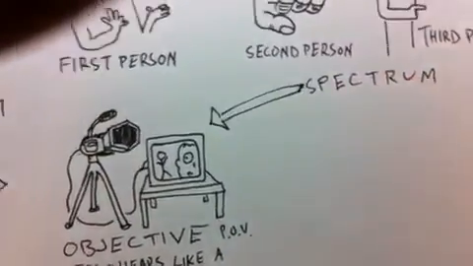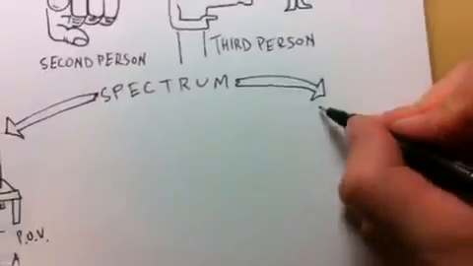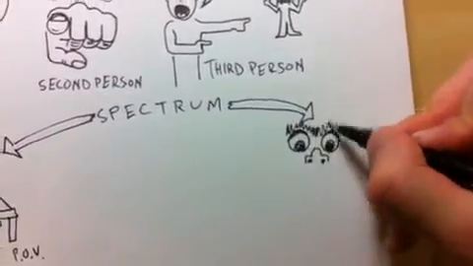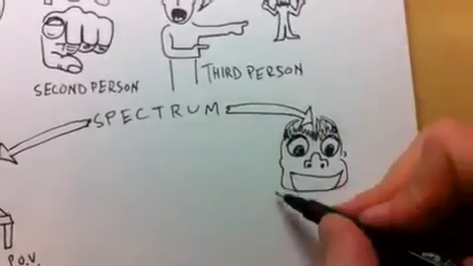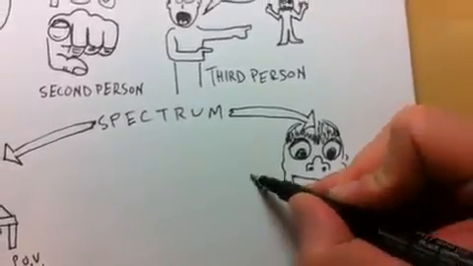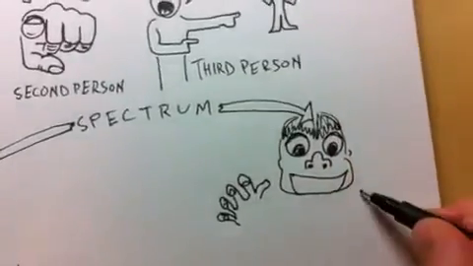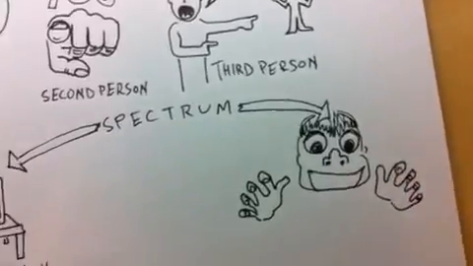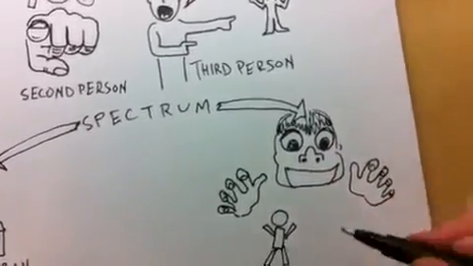This can be placed at one end of a spectrum, where at the other end we have not a narrator, not like a camera, but more like some kind of God looking down at the whole world of the story. This kind of narrator knows everything and can tell the reader whatever they want. This is called an omniscient point of view.